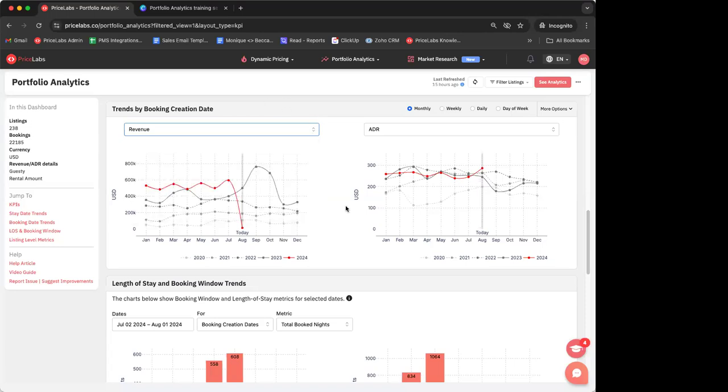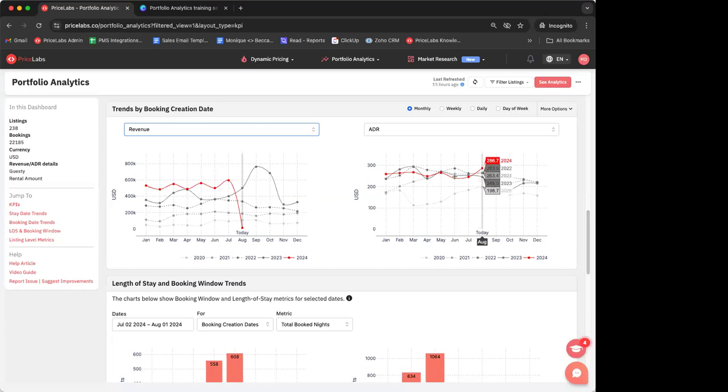So the average length of stay, the ADR, the booked nights, etc. And this is again just showing you, okay, as of today, August 1st, 2024, we generated $14,000 in revenue for future stays today. This number is going to start to creep up on the revenue for the trends by booking creation date chart as the month goes on. And then at the end of the month, we'll be at our final numbers.